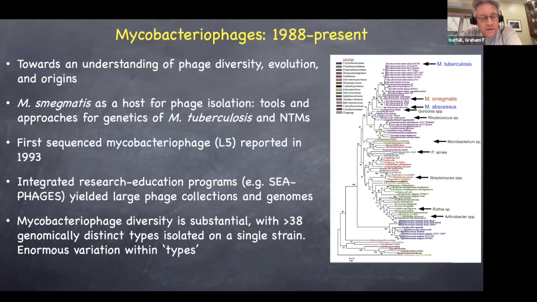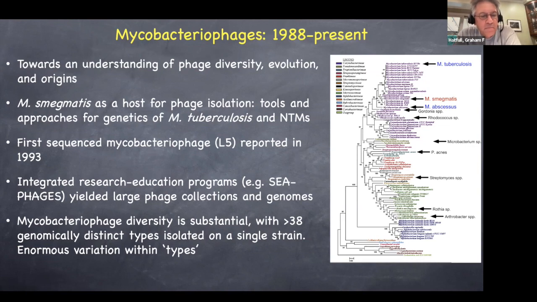We set about and sequenced the first Mycobacteriophage, L5, and that was reported in '93. But clearly, we needed to learn more about more phages and more genomes to do comparative genomics. And we helped to develop these integrated research education programs, of which the SEA-PHAGES program is perhaps the largest. Now perhaps over 40,000 students in total, mostly in the US, have been through the SEA-PHAGES program, isolating new phages from the environment and sequencing and annotating their genomes.